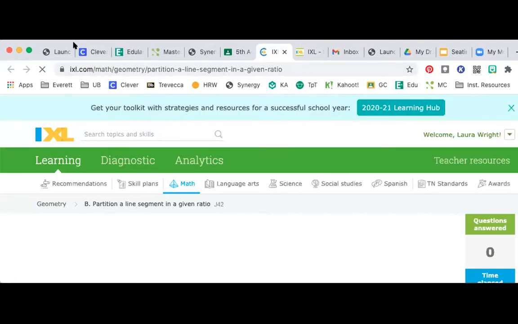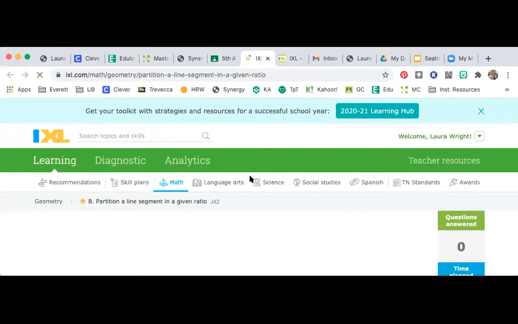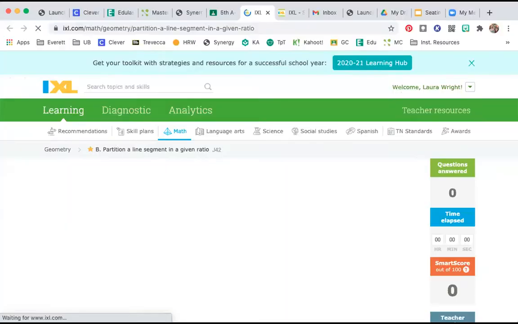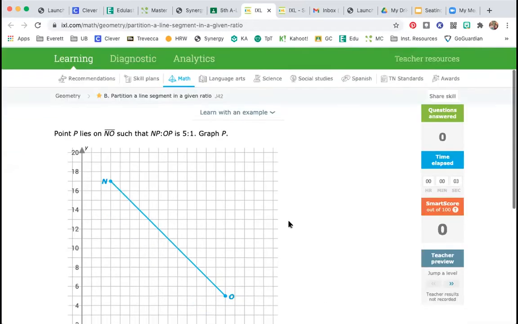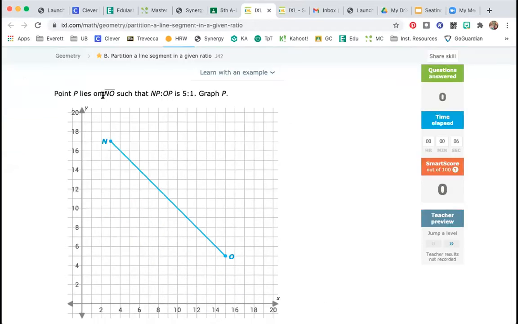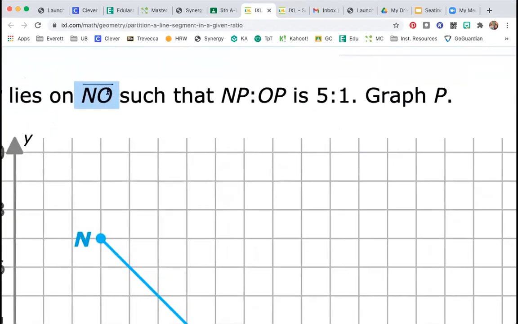All right, so in the IXL, I want to point out some differences. Asia, can you see that new IXL screen? Yes, ma'am. Okay, thank you. All right, so it says point P lies on NO. This tells you your direction of your line. N is the start, O is the end.